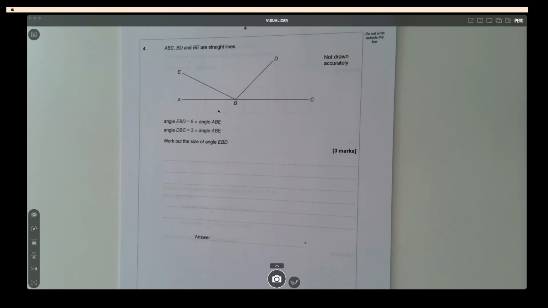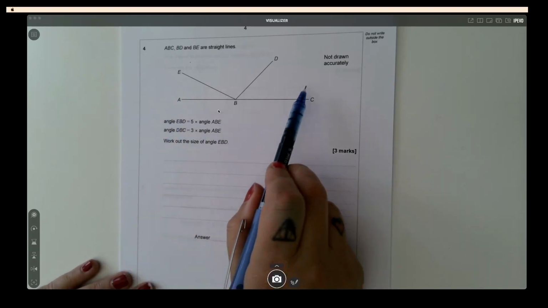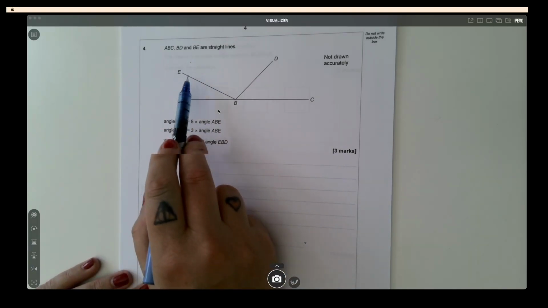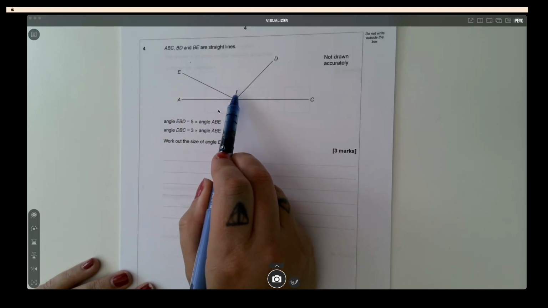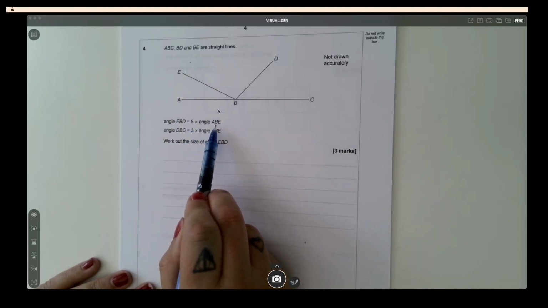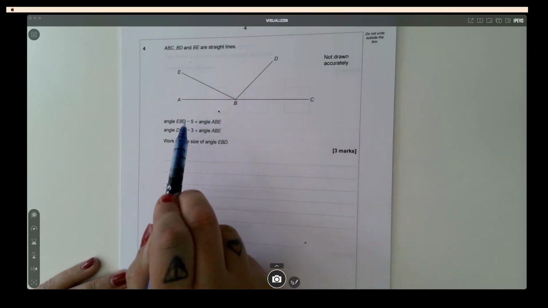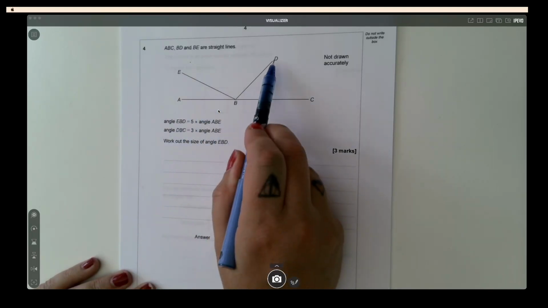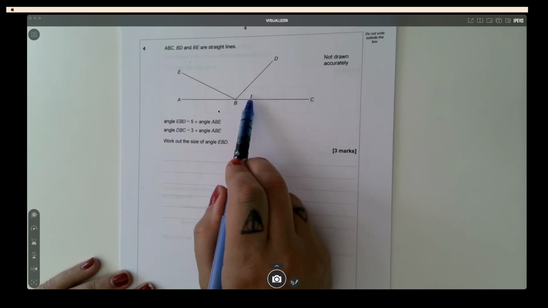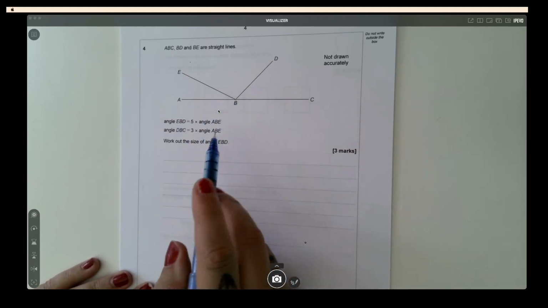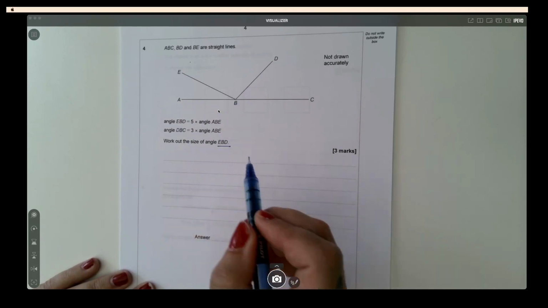Question 4. ABC, BD and BE are straight lines, and we can see them in this diagram here. Angle EBD, so EBD is this angle here, is 5 times angle ABE, so ABE is this angle here. Angle DBC, this angle here, is 3 times angle ABE. Work out the size of angle EBD.